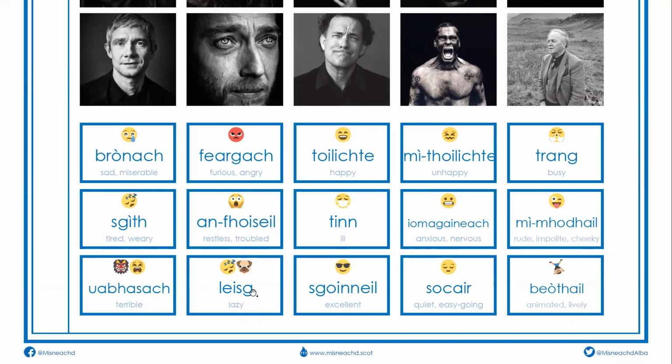Leishk, lazy. And the reason we have a picture of a dog here is there's a common proverb in Gaelic, cho leishk ri shelm chu, as lazy as an old dog. And we'll come on to that in another lesson. Leishk, lazy. We've already seen scannal. Scannal, excellent. For a quiet, easygoing person, we can describe them as sochgad. And the opposite of that, if somebody's lively or animated, they are beáthal.